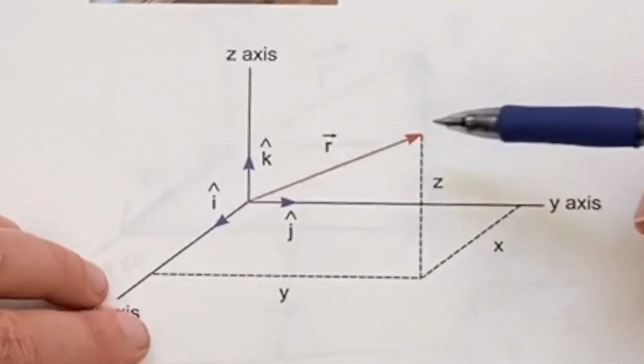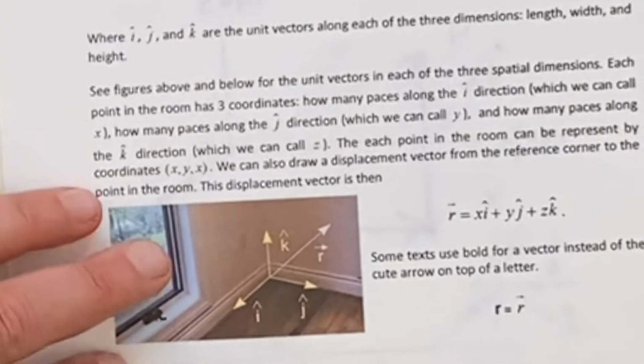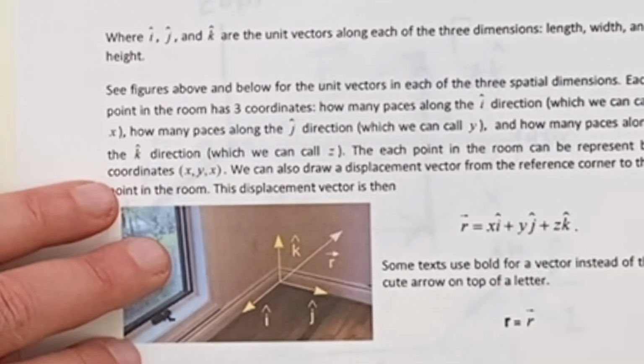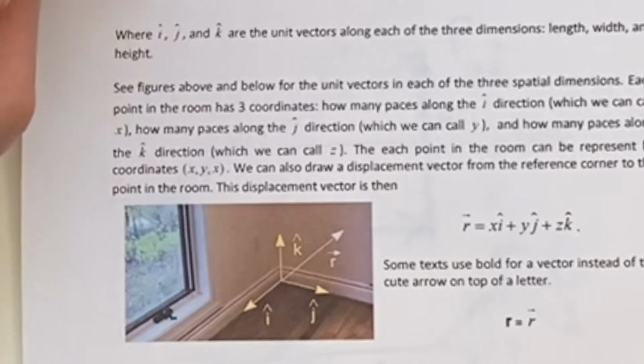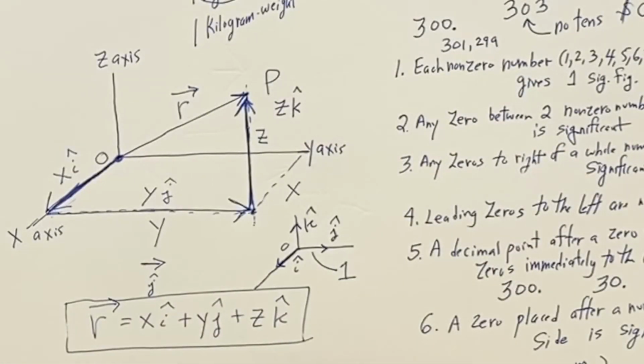Here's a picture from the book, but I always encourage you to sketch your own pictures. Very, very important. So that's showing the three baby vectors, the unit vectors, and showing the point, say P, in the room, and the vector that goes from the origin to point P is this red vector. Okay, that takes care of vectors, and then the last thing would be the tensor.